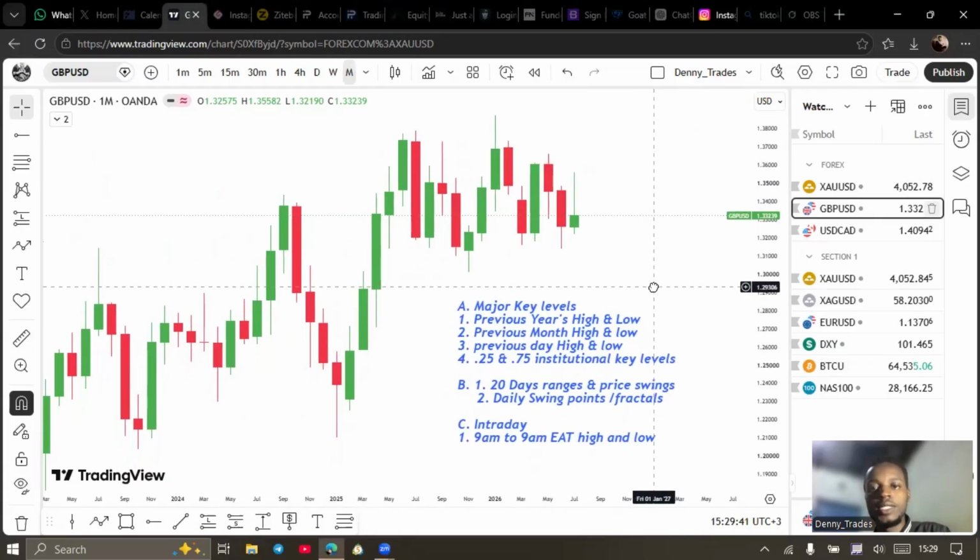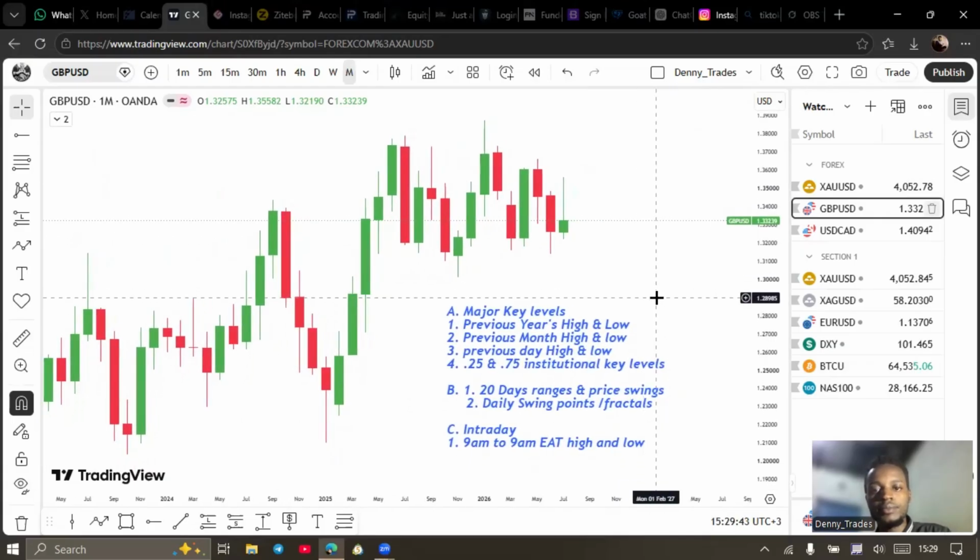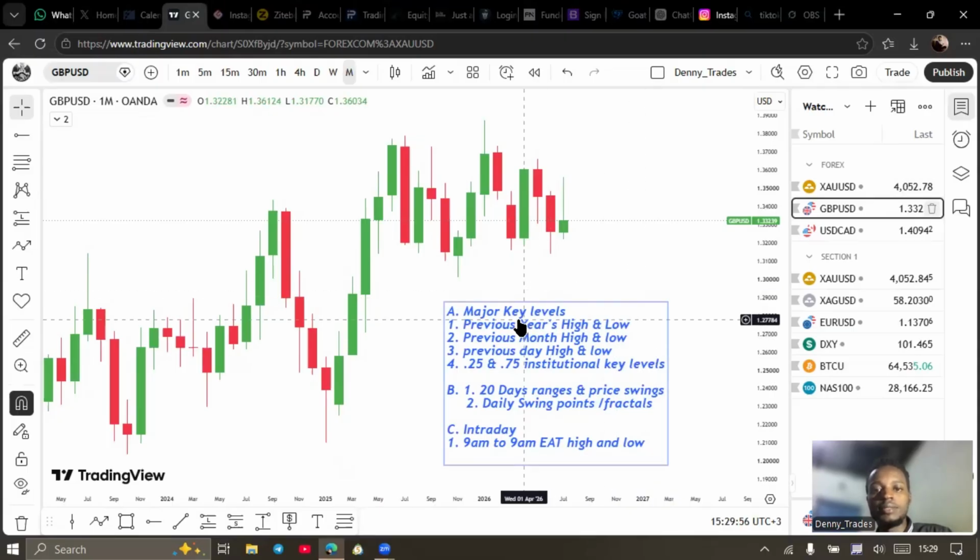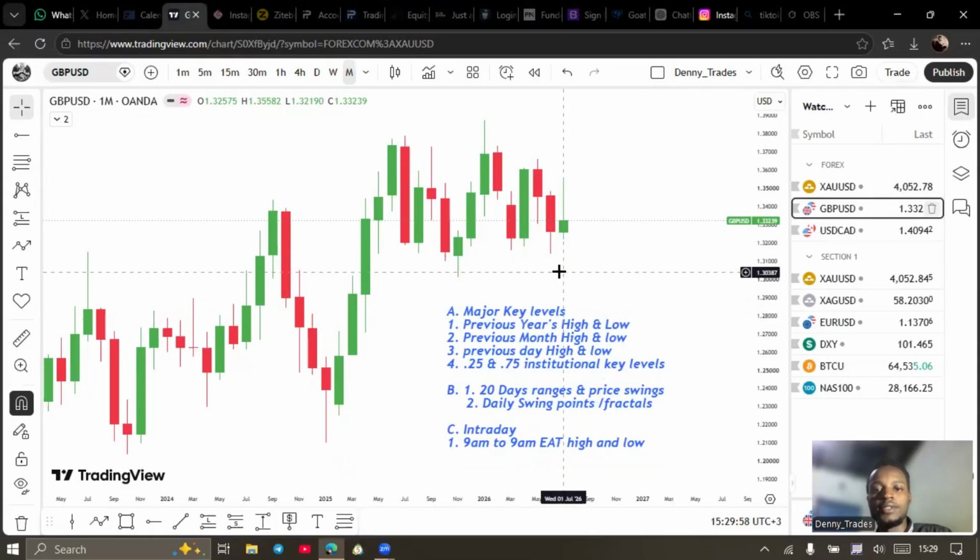But when you are doing our top-down analysis, we need major key levels to understand where price is currently at, why it's there, and where it's going. So to start off, we are going to start by marking our major key levels, and our major key levels will be swing highs and swing lows.